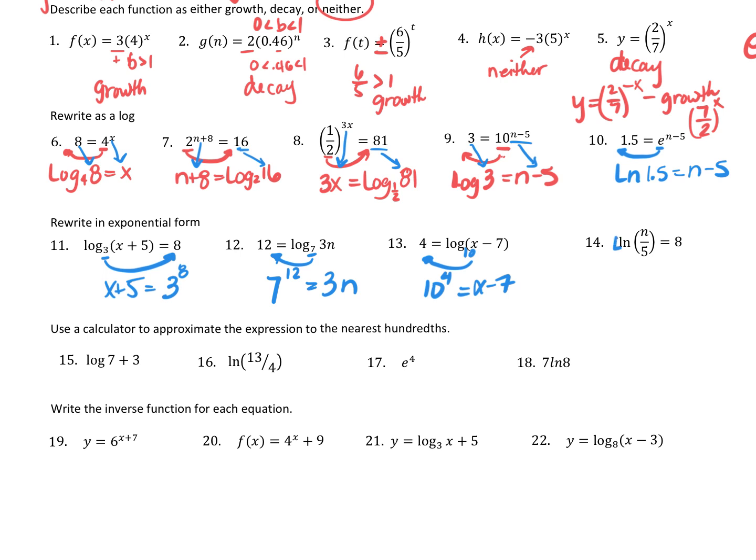ln, remember that's a capital L, not an I. Log base e. E comes over, and 5 stays, e to the 8th. 8 becomes my power, or the exponent of my power.